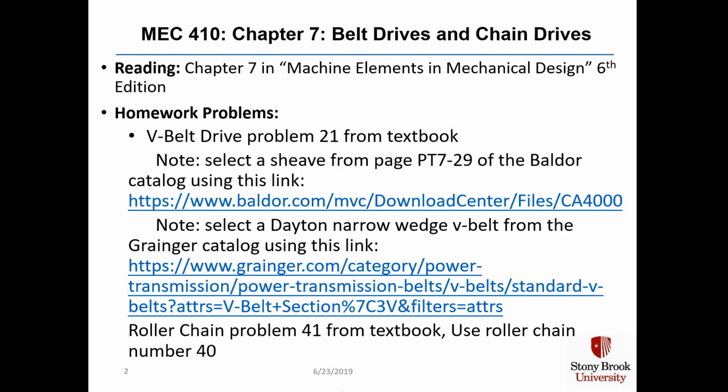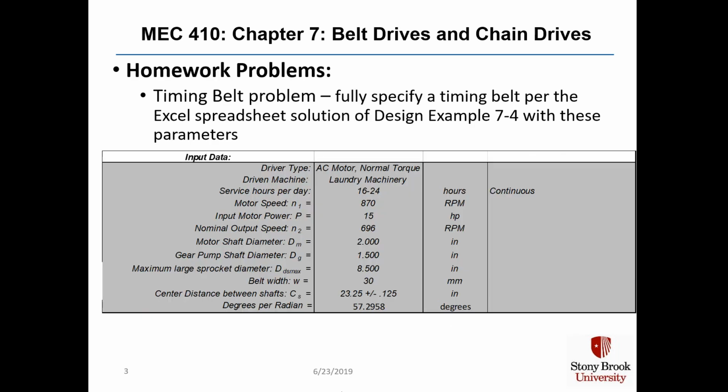For our homework problems, we have V-belt drive problem 21 from the textbook, where we're asking you to select a sheave, otherwise known as a pulley, from page PT 7-29 of the Balder catalog using the link shown. And we're going to ask you to select a V-belt from the Granger catalog using the link shown. We have roller chain problem 41. And we also have a timing belt problem for you to work on using this input data.